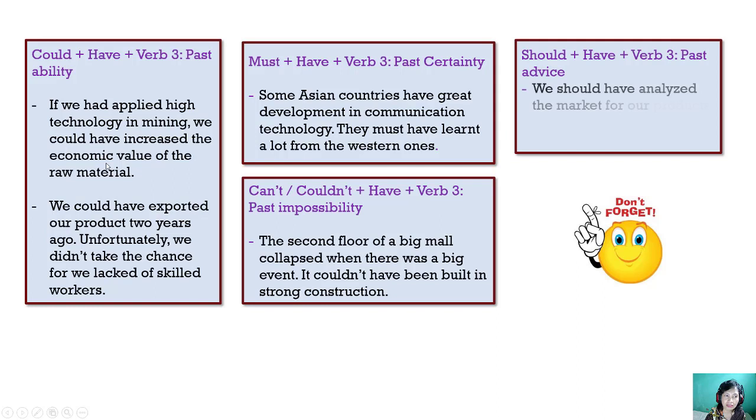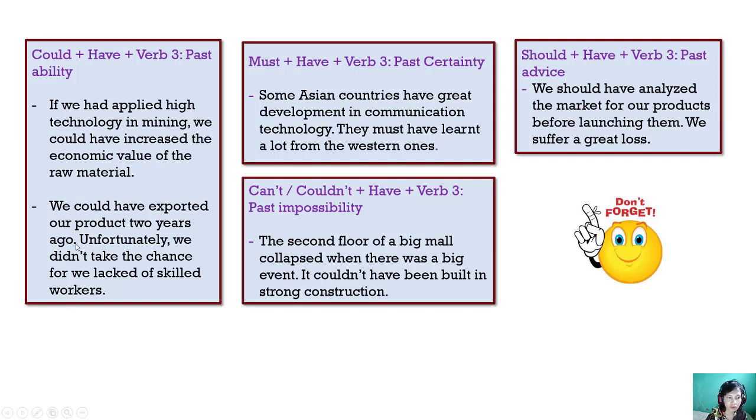If we had applied high technology in mining, we could have increased the economic value of the raw material. In fact, we didn't apply high technology in mining, so we could not increase, or we didn't have any ability to increase the economic value of the raw material. It is still contrary to the fact, but we don't need to make it in conditional sentence type 3.